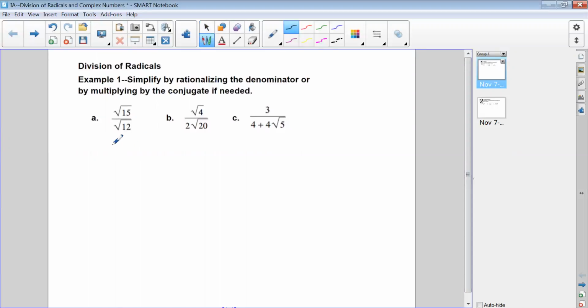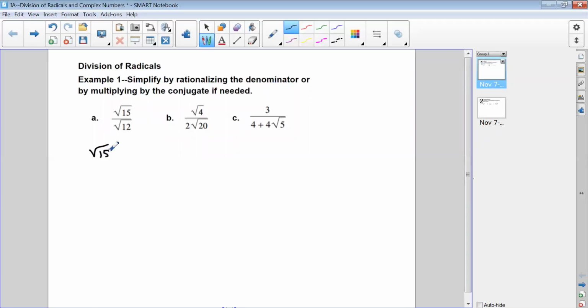Next couple of slides, and for the next 6 problems, we're going to look at either dividing by a radical, which we will call rationalizing the denominator, or using the conjugate, which we'll talk about when we get to part C, using the conjugate to help simplify a radical expression or a complex number. So with these 3, we're dealing with radicals.